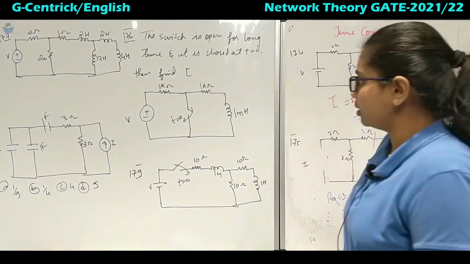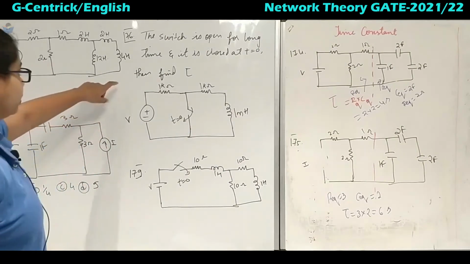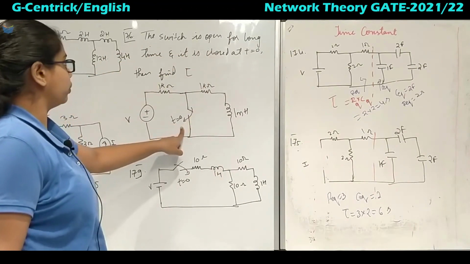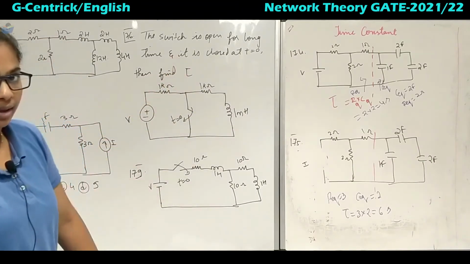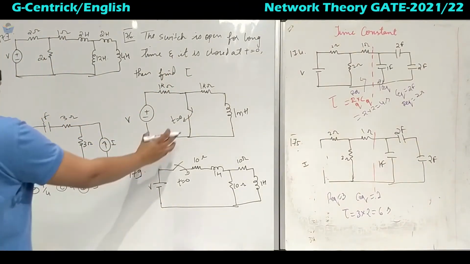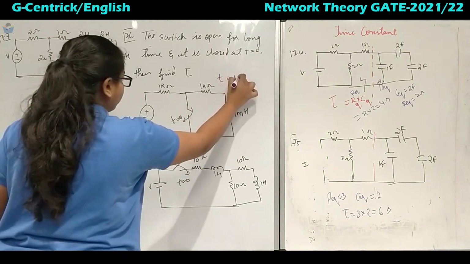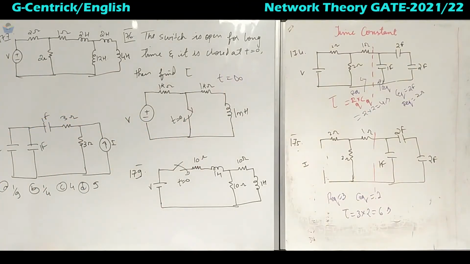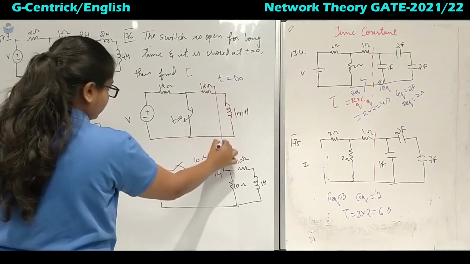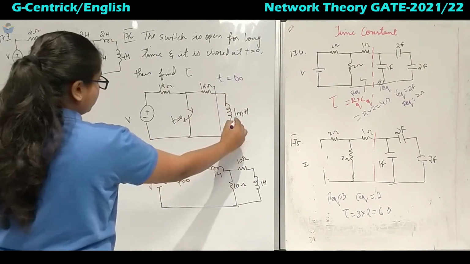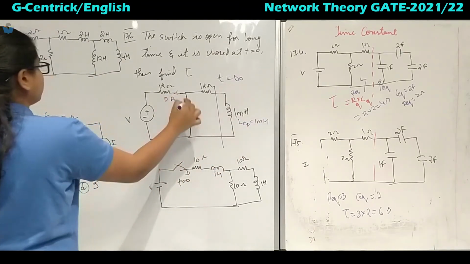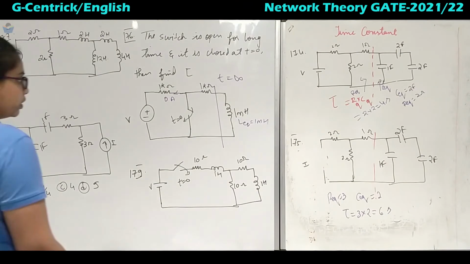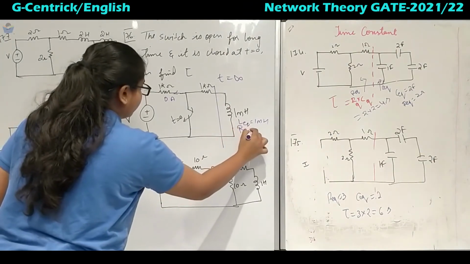Coming to question number 176. They say the switch is open for a long time and it is closed at t equal to 0. Then find the time constant. Whenever switch problems come, we always analyze at steady state, that is, at t equal to infinity. At t equal to infinity, you divide this one and get two portions. L equivalent is 1 millihenry, and there is a short circuit path, so 0 ampere will be flowing in this one. So R equivalent will be 1 kilo ohm.